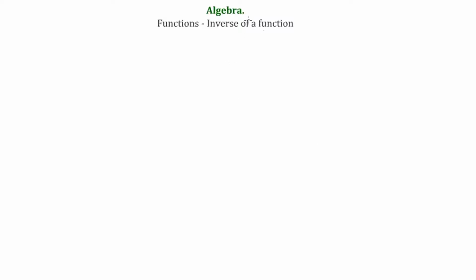Now, in order to establish what the inverse of a function is, what it does, and how to obtain it, we will start out with a simple function f of x is equal to 2x minus 3. And the inverse of the function f we will write as f to the power of minus 1 of x. And we shall see how we establish the inverse of the function f.